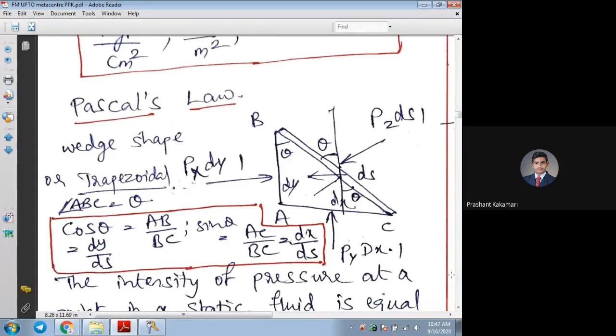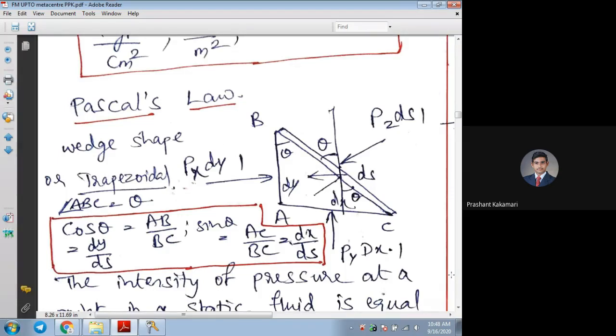And in the other direction, so one is the X axis, one is the Y axis, and one more we can take is the Z axis in 3 dimensions. For the Z axis, the force acting is PZ into this inclined length, which they have taken as DS, because the force acts perpendicular to that inclined area. The total length of BC they have considered as DS, or you can consider DZ also, like DX, DY and DZ, no issue. The width of that plate is 1 unit dimension.